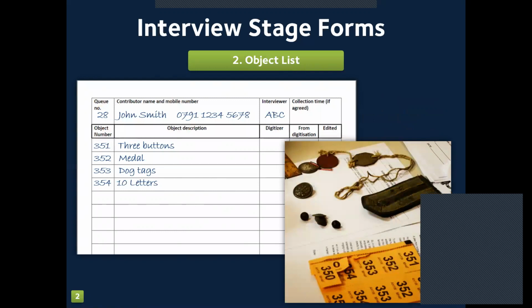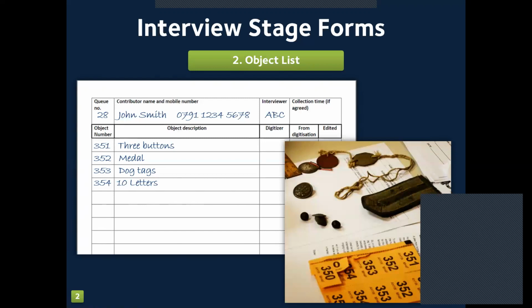The contributor name and mobile number you will be able to obtain from the other forms they've got, the permission form. The interviewer, I assume, would be you or the volunteer that is interviewing that person. And then you just jot down the object number with the object description. So going by this example, we'd say 351 is the 3 buttons.